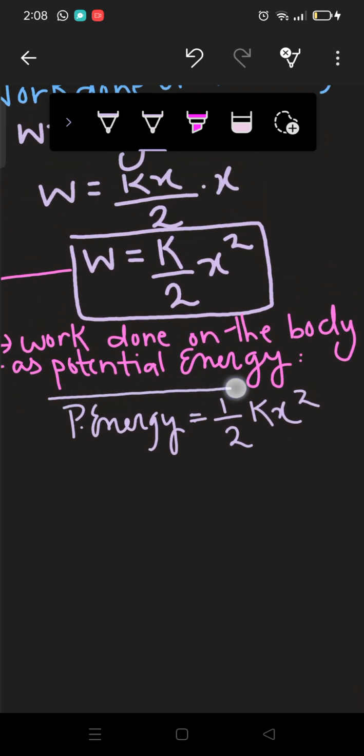So we have now got the potential energy of the mass spring system too. The kinetic energy of the mass spring system was 1 over 2 k (x naught square minus x square), and the potential energy of the mass spring system is 1 over 2 k x square. Right, now we need to know where we're going to have our maximum potential energy and where we're going to have our minimum potential energy.